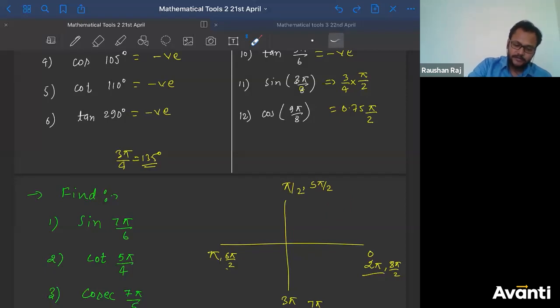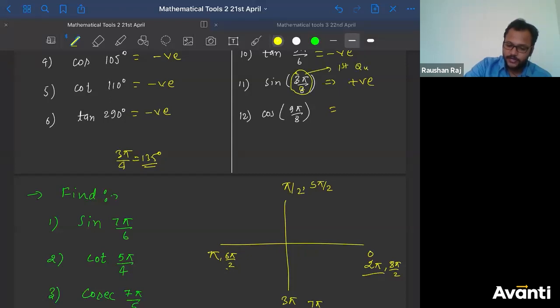In the first quadrant, what are the trigonometric ratios that are positive? In the first quadrant, all the trigonometric ratios are positive. So the answer will be positive here, because this angle lies in the first quadrant. Guys, did you understand the quadrant in which 3 pi by 8 will lie?